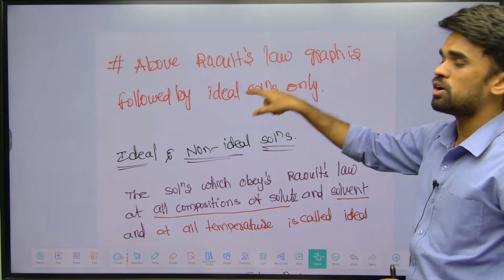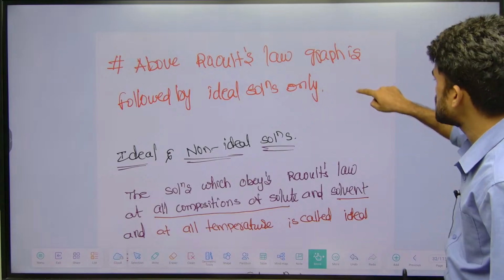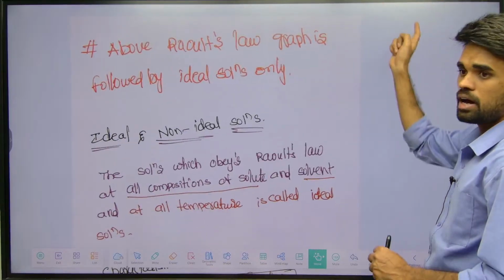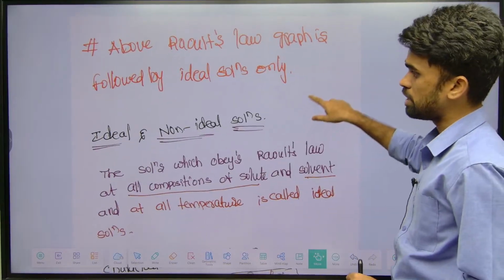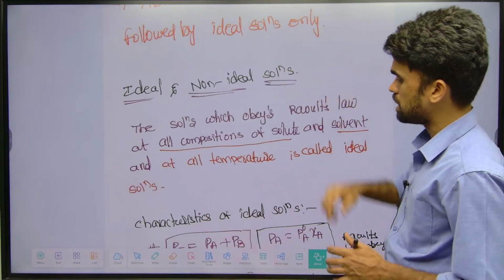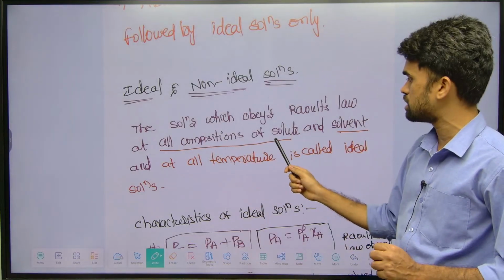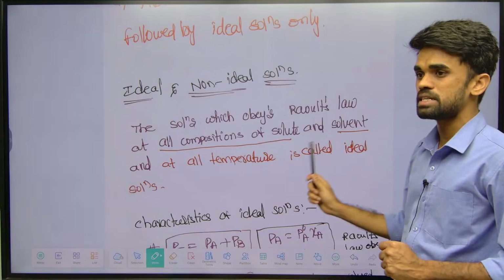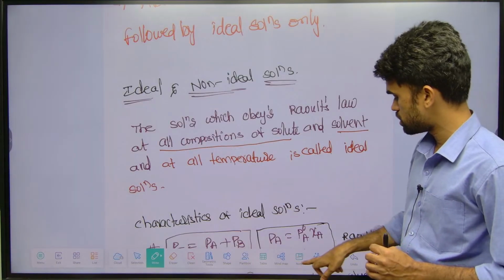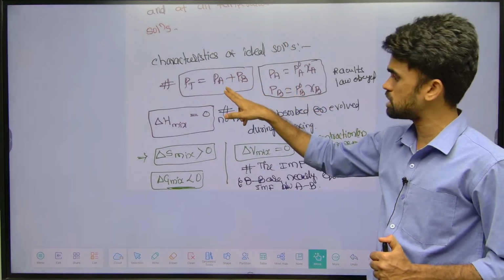The Raoult's law graph is followed only by ideal solutions. For non-ideal solutions, what happens? The line goes upside or downside. They deviate from the ideal behavior. So now, how to identify ideal solutions? What I told you: solutions which obey Raoult's law at all compositions, for solute and solvent, at all temperatures are considered ideal solutions. Yesterday we already discussed they should follow these things. Raoult's law they should follow.